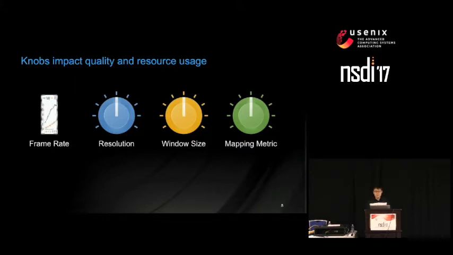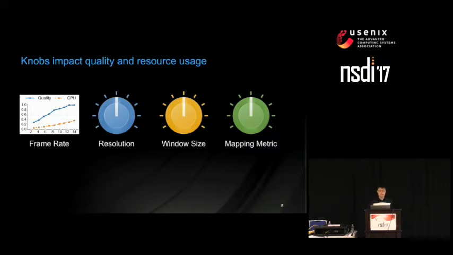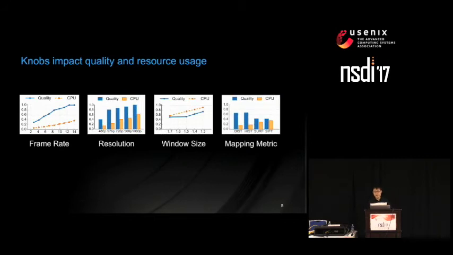So in this case, if we fix all other parameters and only tune the frame rate knob, here we can see how the resource usage and quality change. The x-axis shows the frame rate varies from 3 to 14 frames per second. The blue line shows the quality changes from 0.3 to 1, and the orange line shows the CPU usage changes from 0.05 to 0.4. When tuning all these knobs to different values, here's how the quality changes in blue and how the CPU usage changes in orange.